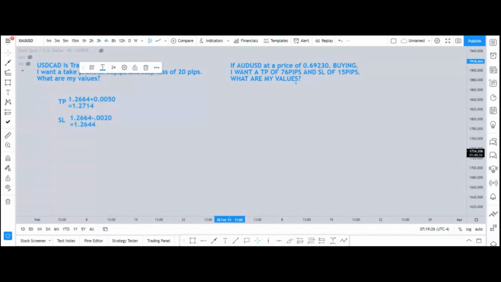So I just give everybody a tip. Everybody can go ahead and do it again. Avoid the last zero. It's a pipette. We don't consider it as a pip. A pipette builds up into becoming a pip. So 10 pipettes is one pip.